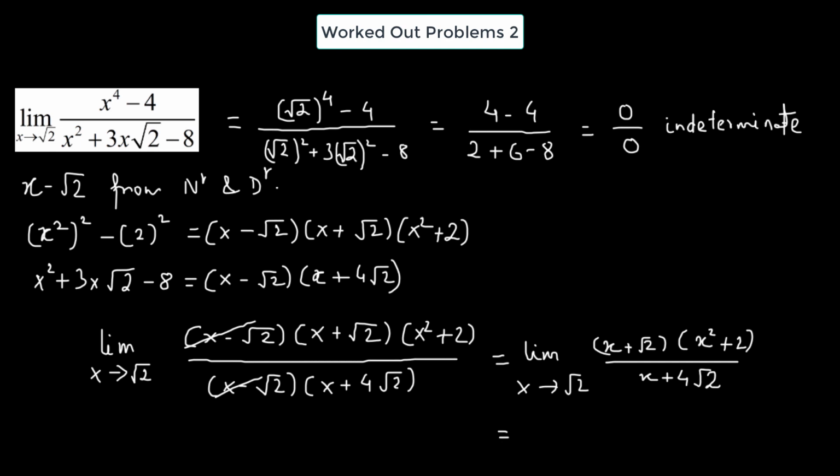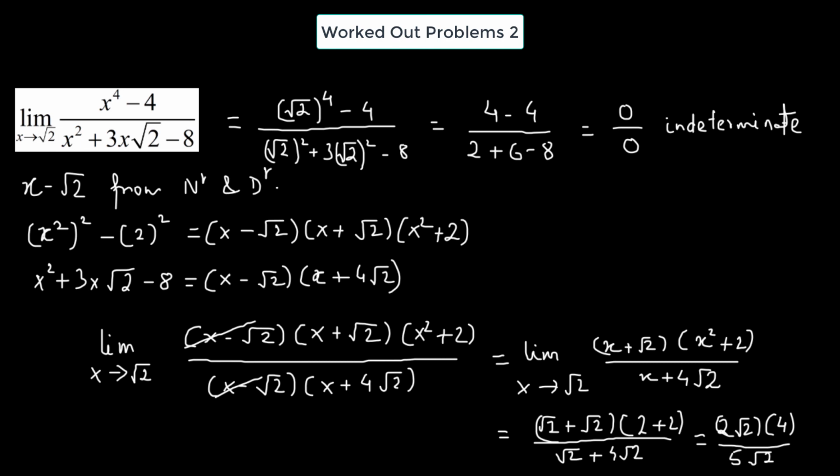Now we're going to substitute the value of x. So we have root 2 plus root 2 multiplied by root 2 squared, which is 2. So we have 2 plus 2, divided by root 2 plus 4 root 2. So root 2 plus root 2 will give us 2 root 2 times 2 plus 2, which is 4, divided by 5 root 2. And this root 2 will get cancelled out from both the numerator and the denominator, leaving us with 8 over 5. So this is going to be the limiting value of the given function.